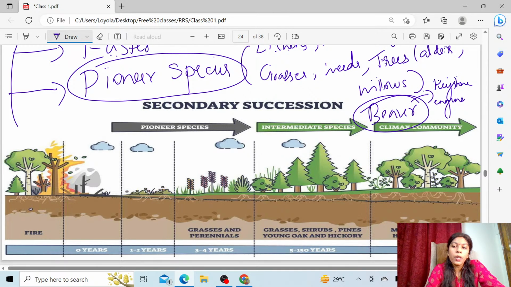What they will do, they will try to remove the dead logs, wood, from the forest. They will take the wood and try to construct dams. That is why they are called ecosystem engineers, and I'm mentioning here as keystone engineers. They will put that across the water channels and they will create wetlands. So that wetland itself is depending on the beaver only.